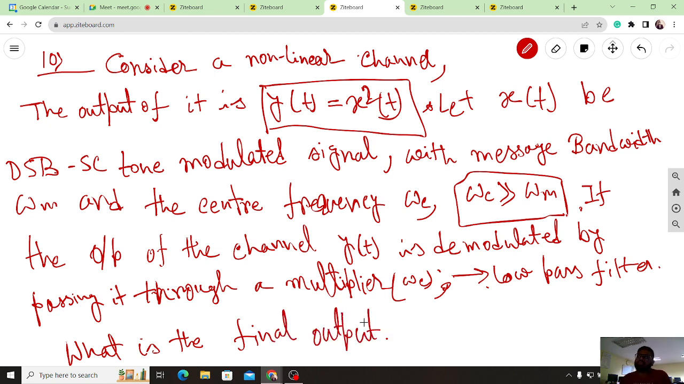Again, just clarifying the question once again. We have an input x of t, and x of t is a DSB-SC tone modulated signal with message bandwidth omega m and omega c. It goes through a channel, and the output of the channel is y of t equal to x squared of t. In the receiver we are demodulating it by multiplying with the frequency omega c, and then passing it through a low pass filter. So what will be the final output after the low pass filter? That is the question here.